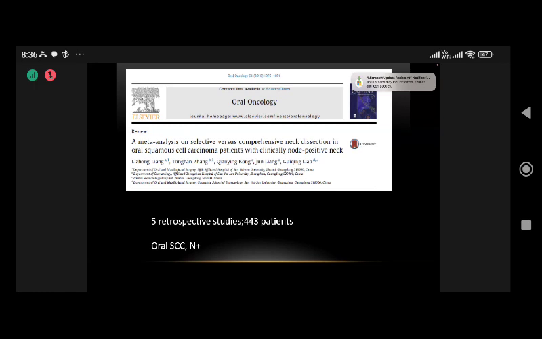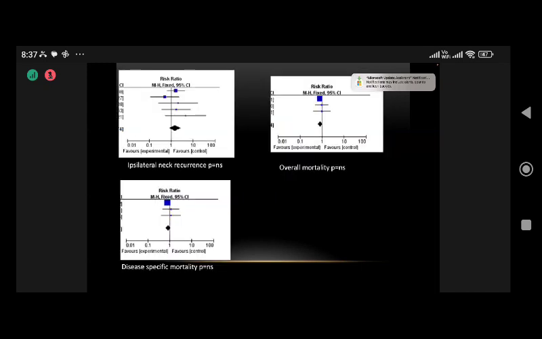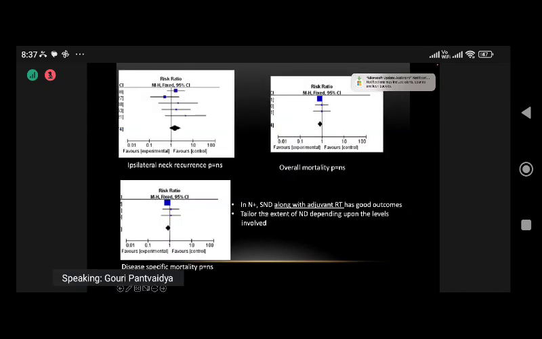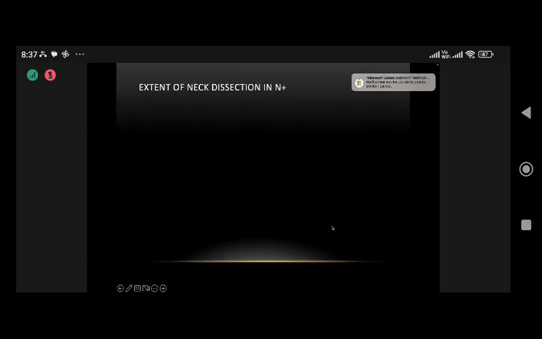And this is a meta-analysis of 5 retrospective studies of oral squamous cancers which were node positive. 210 underwent a selective neck dissection, so it was level 1 to 4. Level 5 was not done. Again, the reason we are doing this is to prevent that shoulder syndrome. Level 5 is where the spinal accessory nerve lies, and dissection of level 5 definitely increases the chance of shoulder syndrome. So in 210 patients, selective neck dissection was done, and in 233 patients, the modified neck dissection was done. What did they find? In node positive patients, selective neck dissection along with adjuvant radiotherapy has good outcomes, and you can tailor the extent of neck dissection depending upon the levels involved.